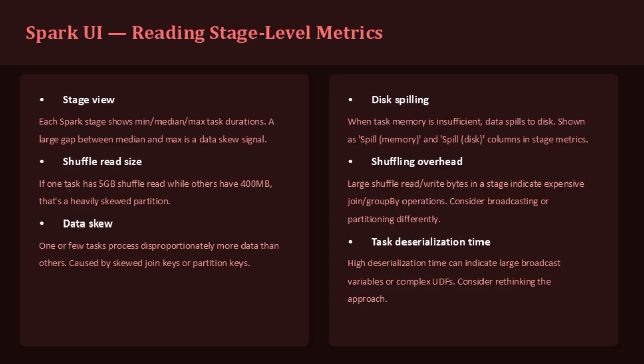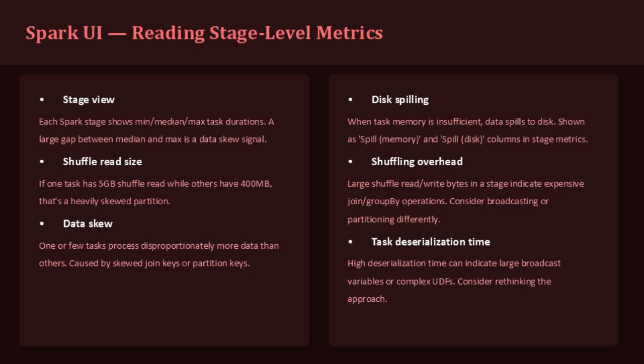Shuffling overhead shows up as large shuffle read and write bytes in a stage, a sign of an expensive join or a group by. Consider broadcasting a smaller table or partitioning differently in this case. And task deserialization time. If this is high, it can point to large broadcast variables or complex UDFs, worth rethinking your complete approach.